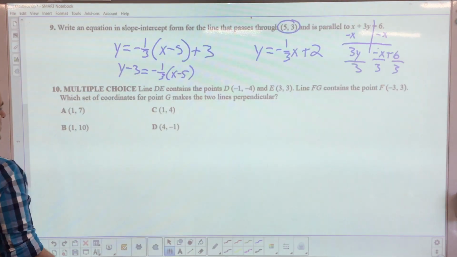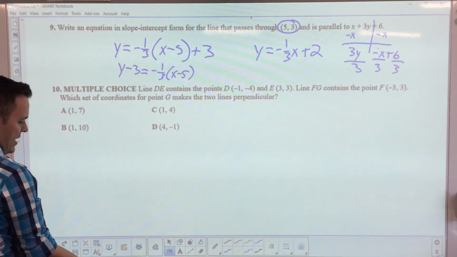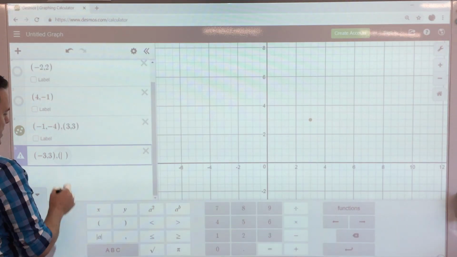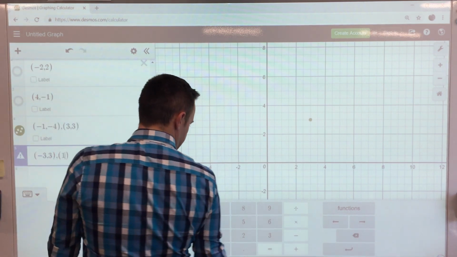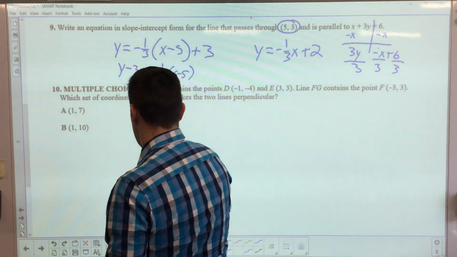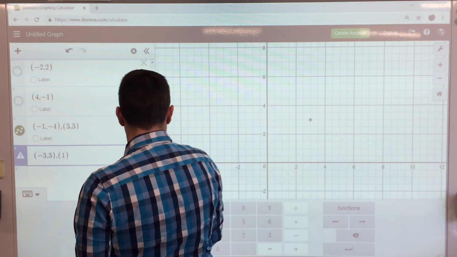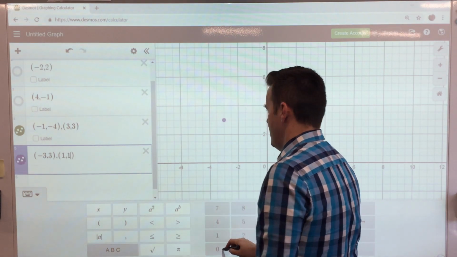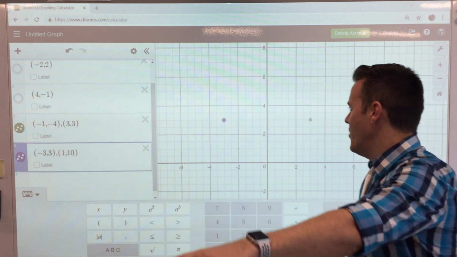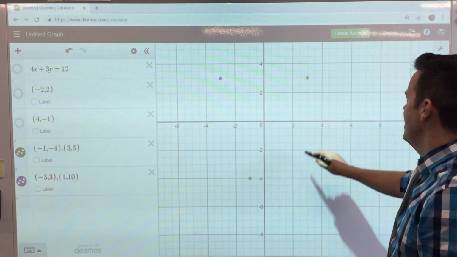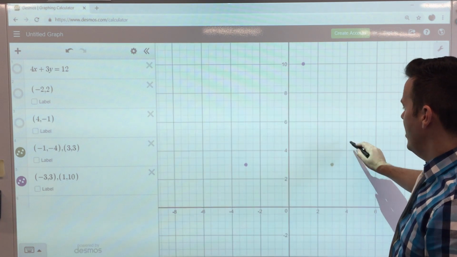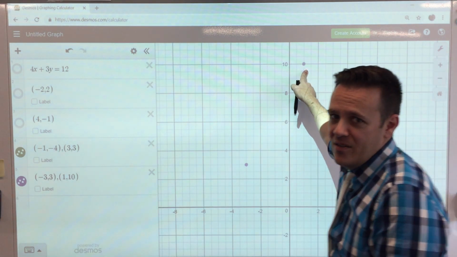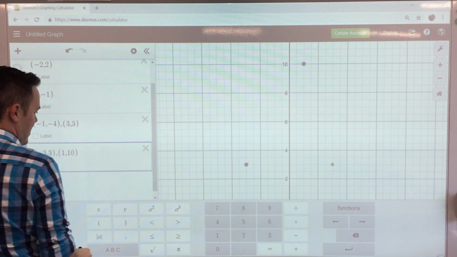My next point, B, is 1, 10. If I put on here 1, comma 10, oh, where'd it go? All right, 1, comma 10. If I put 1, comma 10 on here, ladies and gentlemen, where is that point at? Well, that point's way up there. Is that even close? No, that point is not close either.